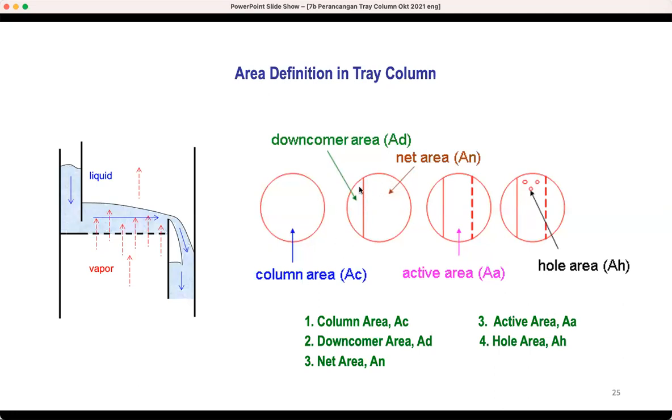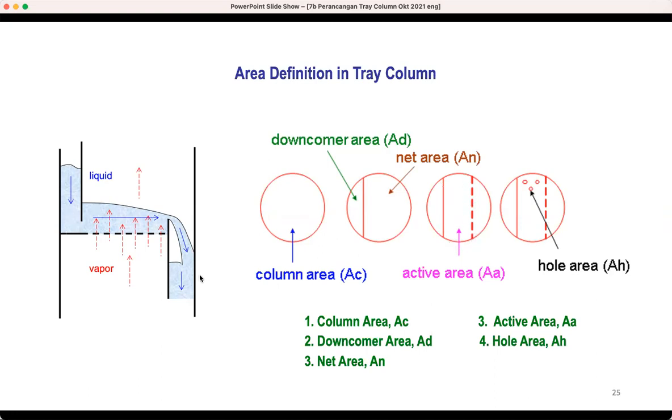The area over here is called the downcomer area, because in the downcomer area you don't have any vapor here. It's just liquid pouring. Then this is the net area on the tray, but you also have an active area, because on this side there is only liquid coming in, so again there is no vapor. So the active area would be around this area.